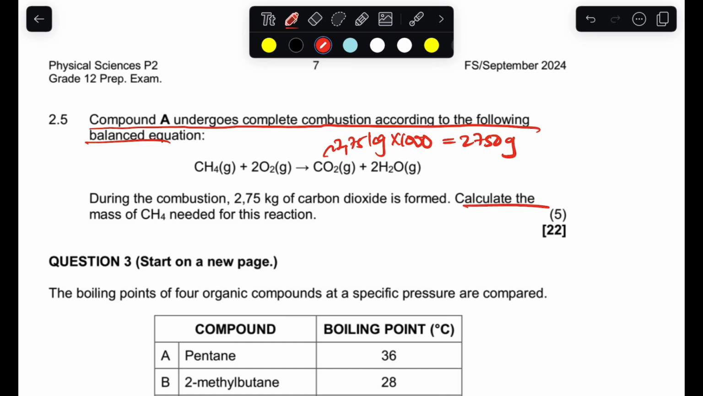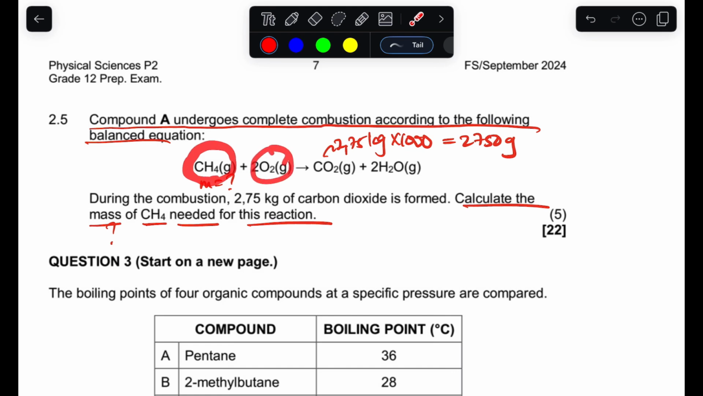Now it says calculate the mass. Very important. They want the mass of what? Of methane. So we want the mass of methane needed for this reaction. How much was needed, the mass of this, to react with this to give you this and that? But specifically the 2.75 kilograms of carbon dioxide. So what are we going to do? We're going to convert the mass of this into number of moles, and then we do the mole ratio of this to that.